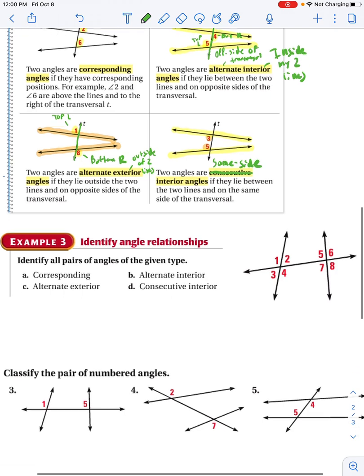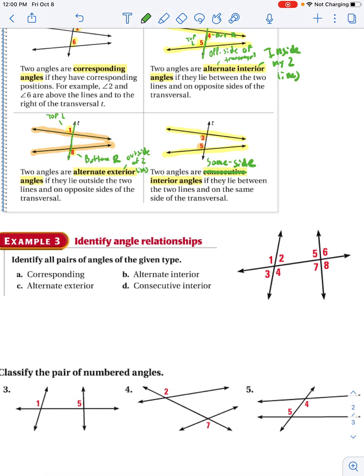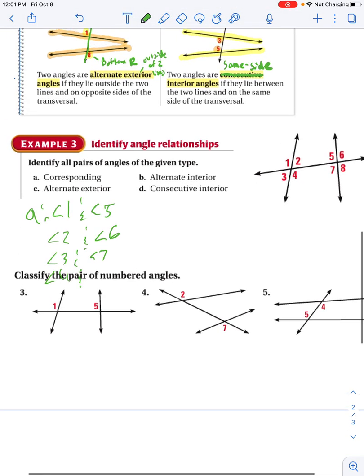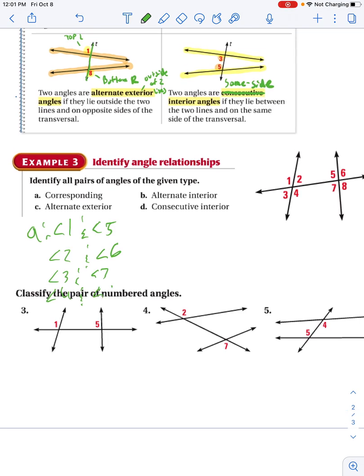All right, so if we look at this, identify all pairs of angles of the given type. For part A, corresponding, there's going to be a lot of them. I have angle 1 and angle 5 because they're both top left. Angle 2 and angle 6, which are both top right. Angle 3 and angle 7, which are both bottom left. And then I have angle 4 and angle 8.